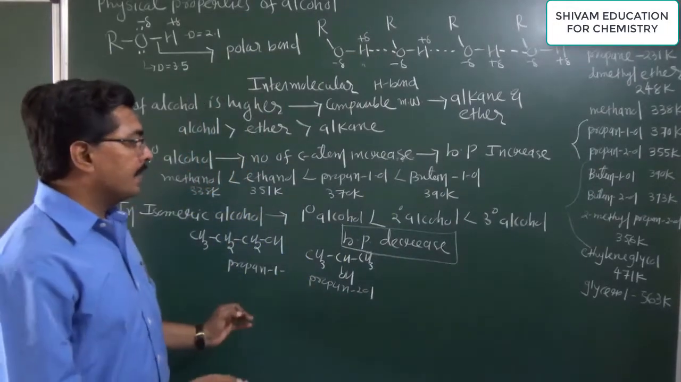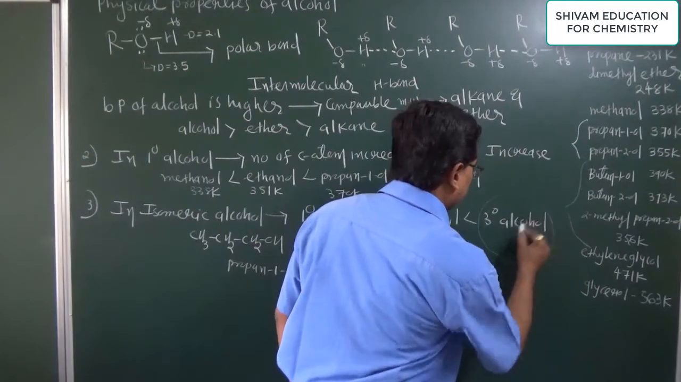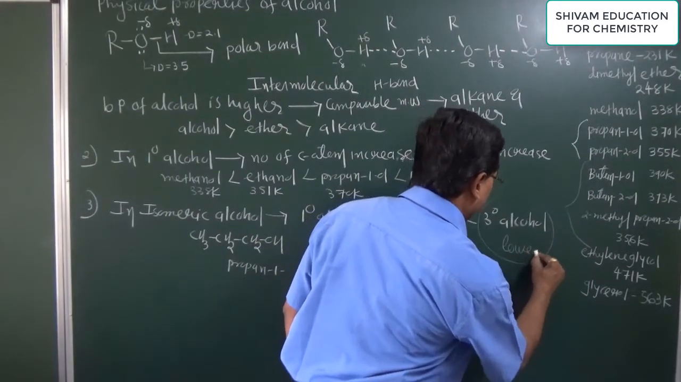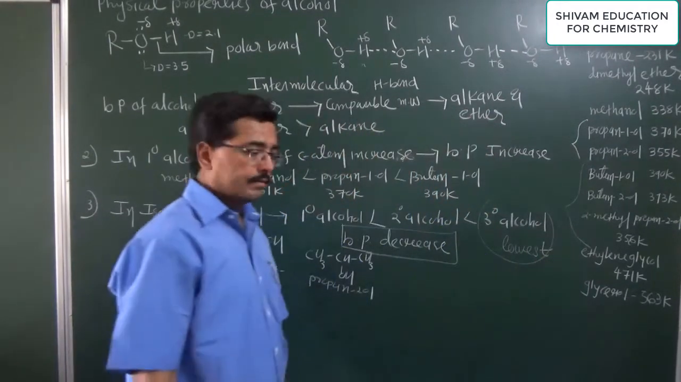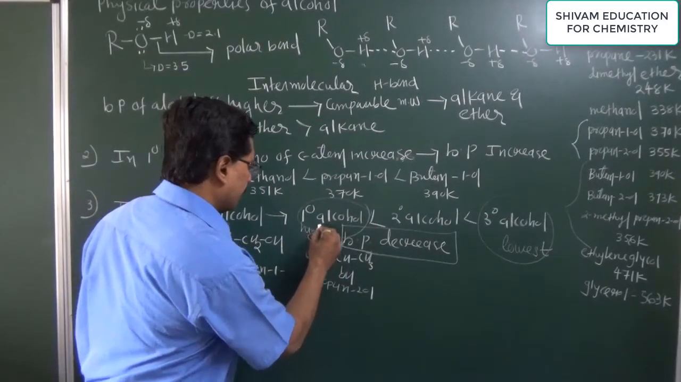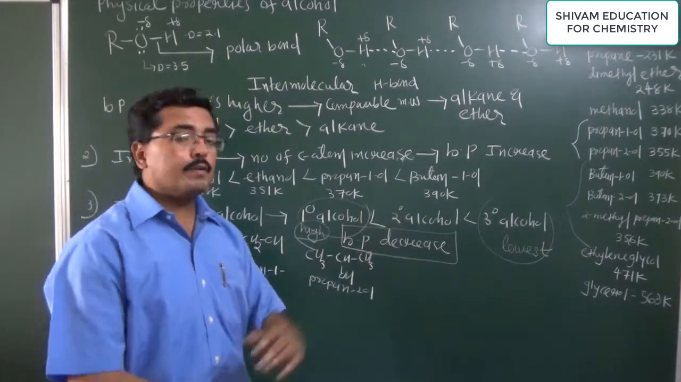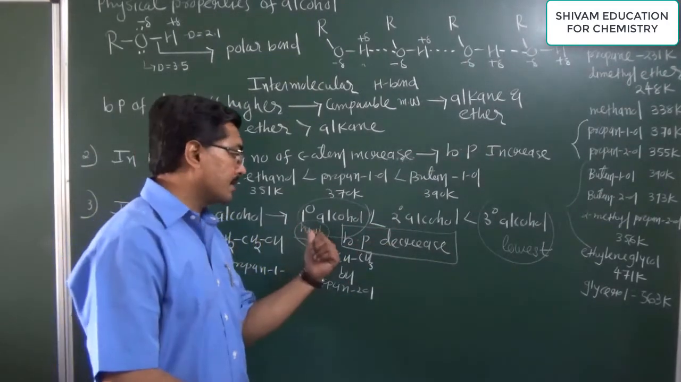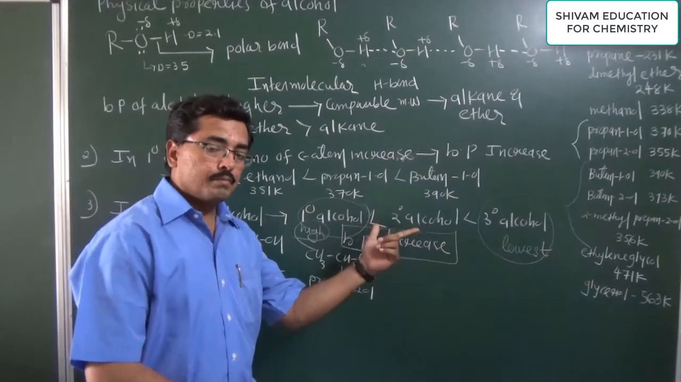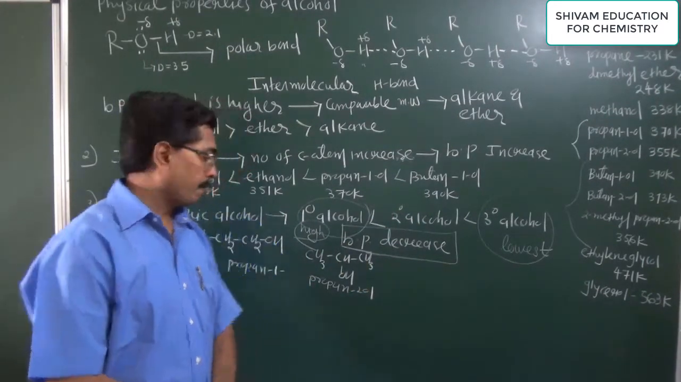So in isomeric alcohols, the boiling point of tertiary alcohol is always lowest, and the boiling point of primary alcohol is highest, while the boiling point of secondary alcohol is lower as compared to primary alcohol and higher as compared to tertiary alcohol.